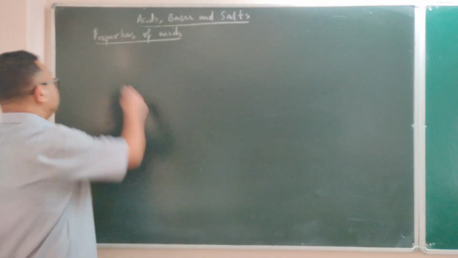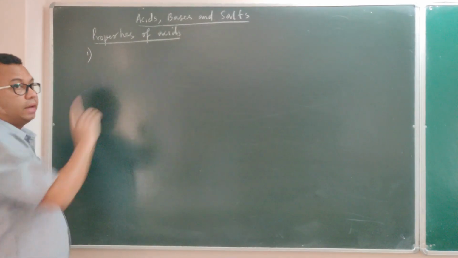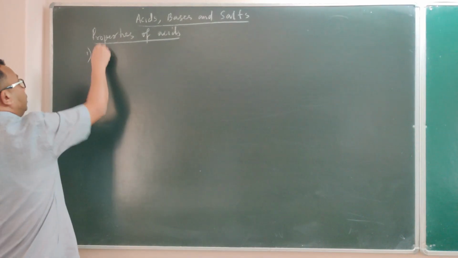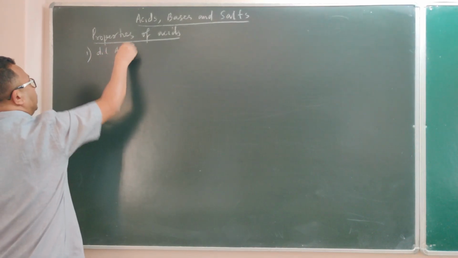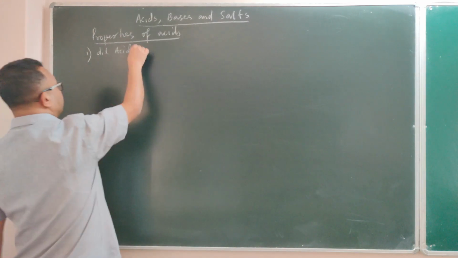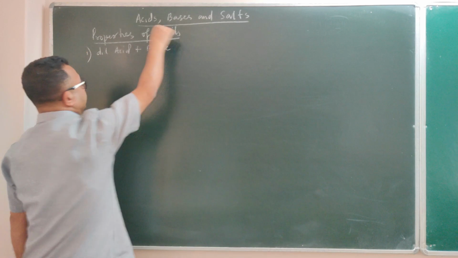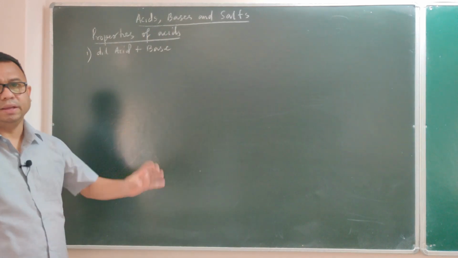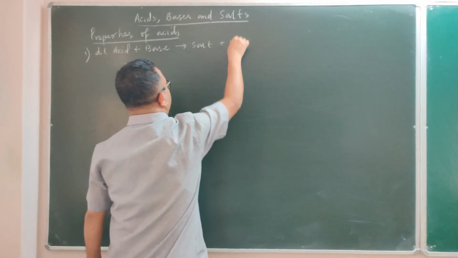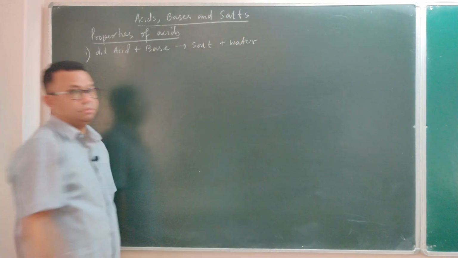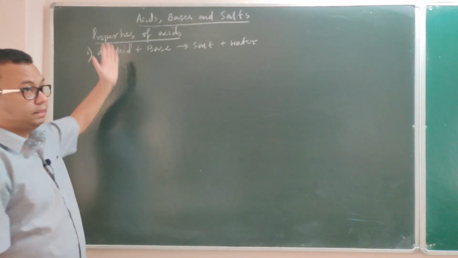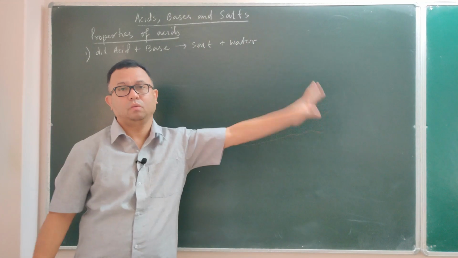Alright then, what is the first property of dilute acid? Again, I am mentioning it is dilute acid. All dilute acids, whether hydrochloric acid, sulfuric acid or nitric acid, will react with a base. All acids react with a base to give you salt and water. You have heard about this reaction before also. This reaction is called the neutralization reaction. Acid reacts with the base to give you salt and water.